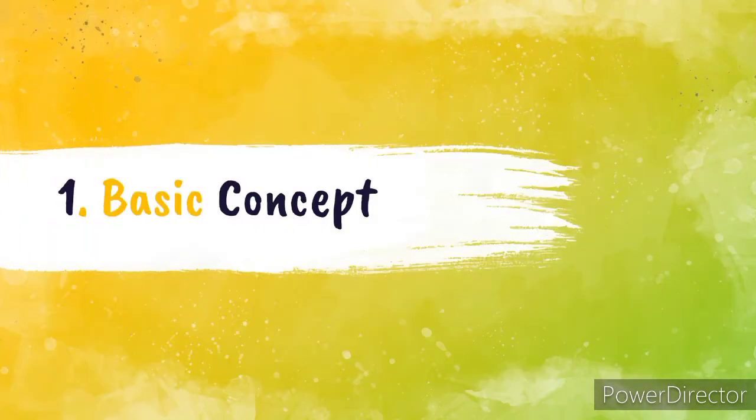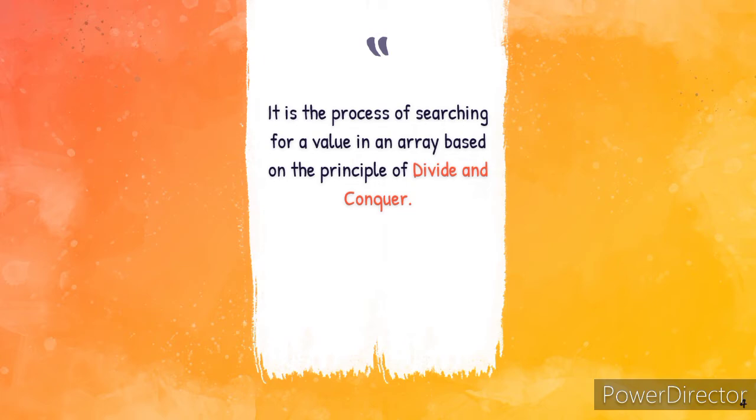Now, what is the basic concept of binary search? That is, what is binary search actually? Binary search is the process of searching for a value in an array based on the principle of divide and conquer. That is, at the end of every unsuccessful search, the array is divided into two halves and only one half is considered for the next search and the remaining half is ignored. That is why it is called divide and conquer.